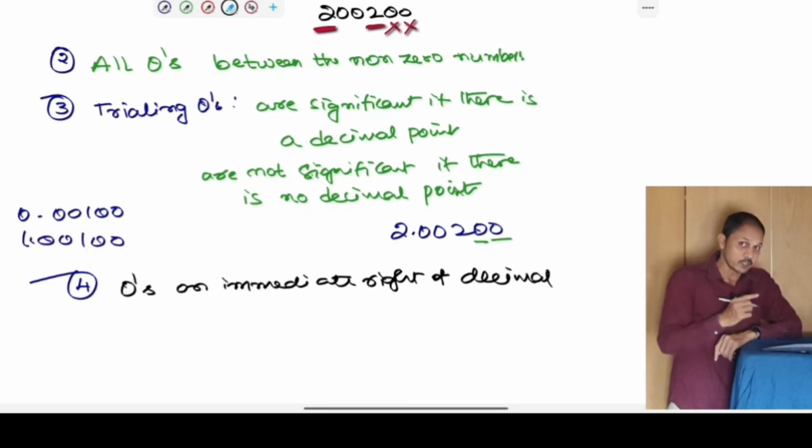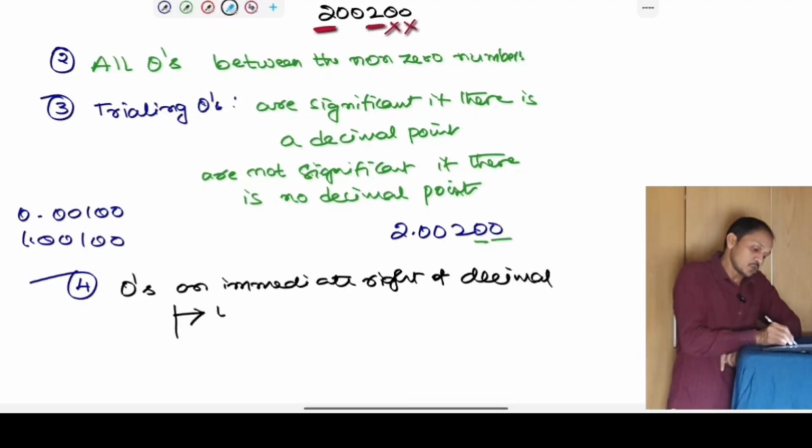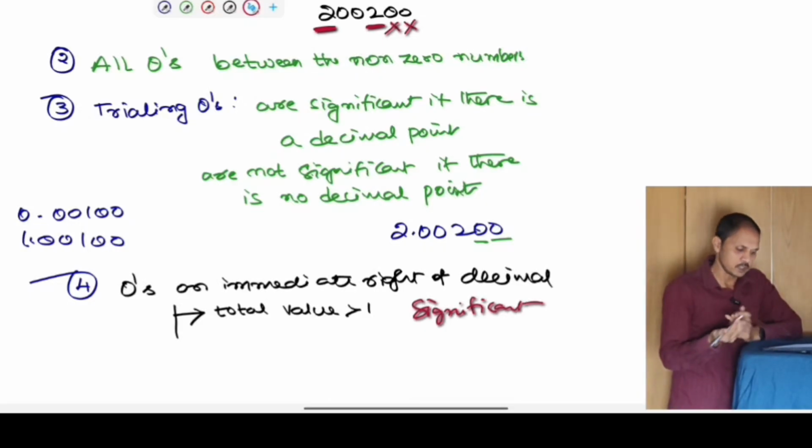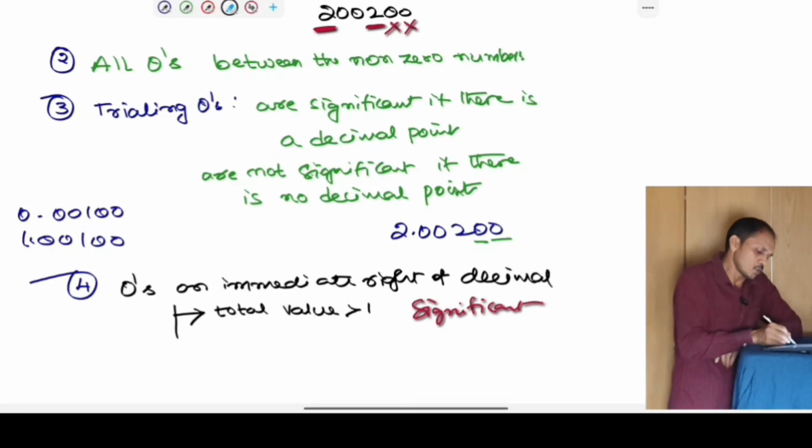Now, are they significant or not? Let us see. Again, there are two conditions here. First one, if the total value of the number is greater than 1, then those zeros are significant. If it is less than 1, obviously they are not significant.